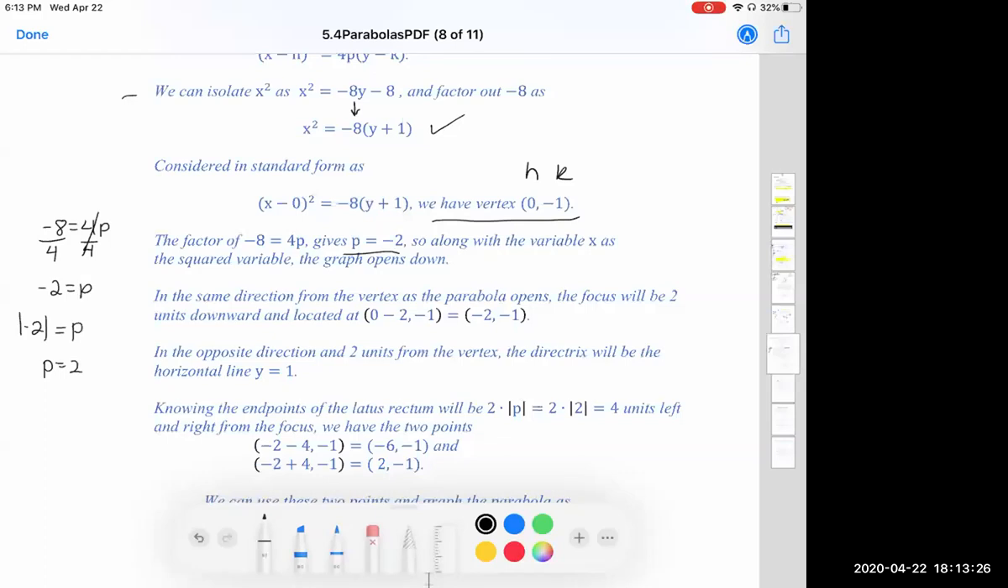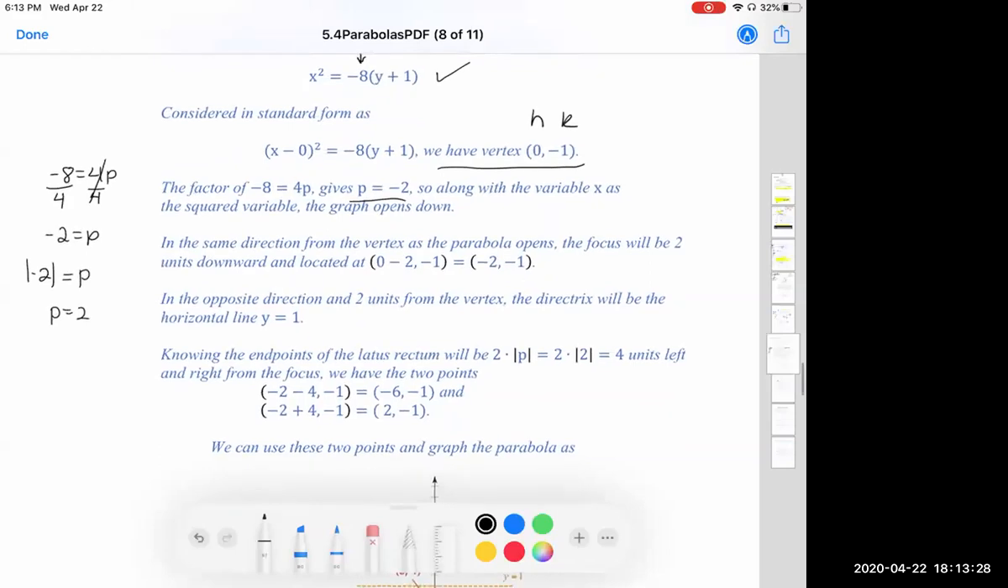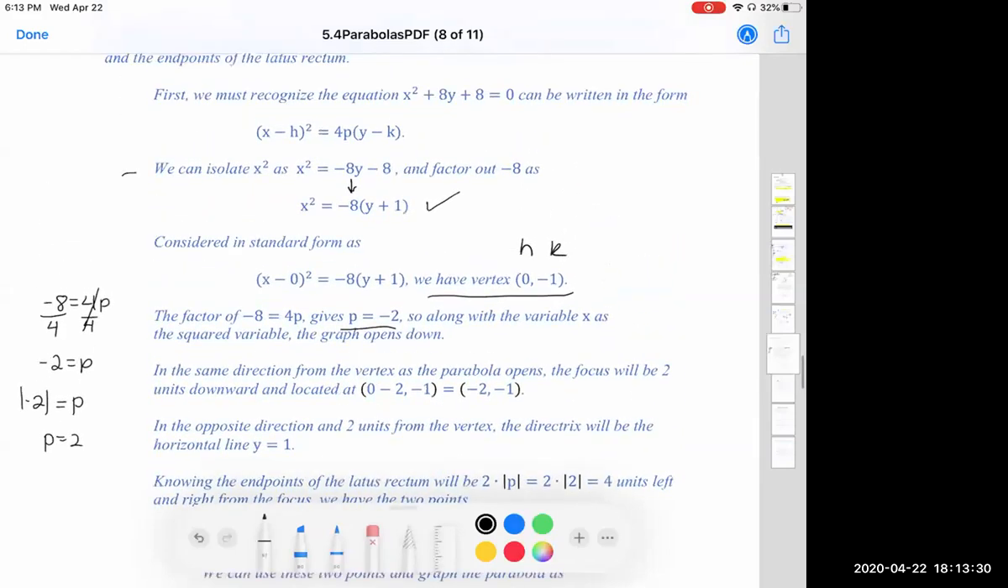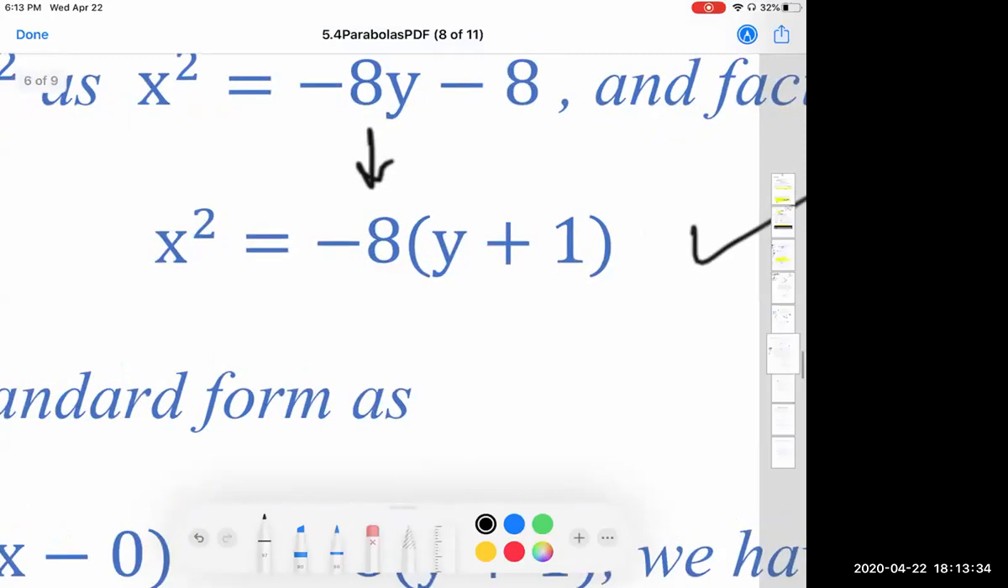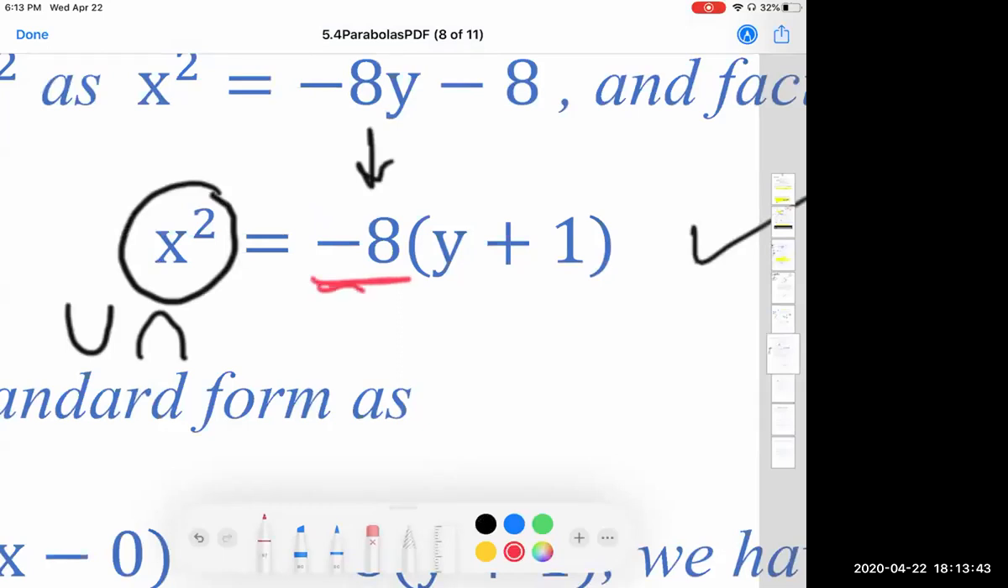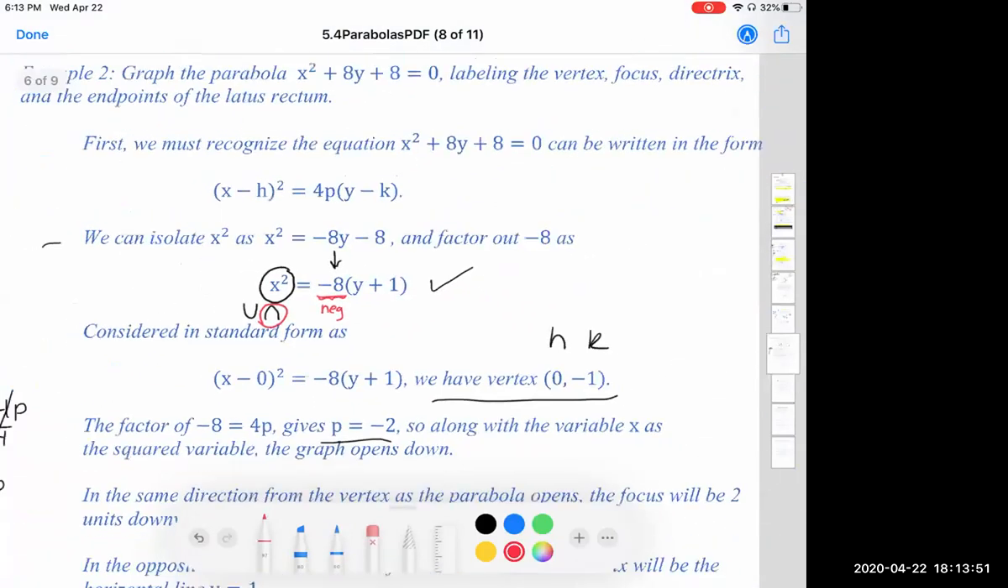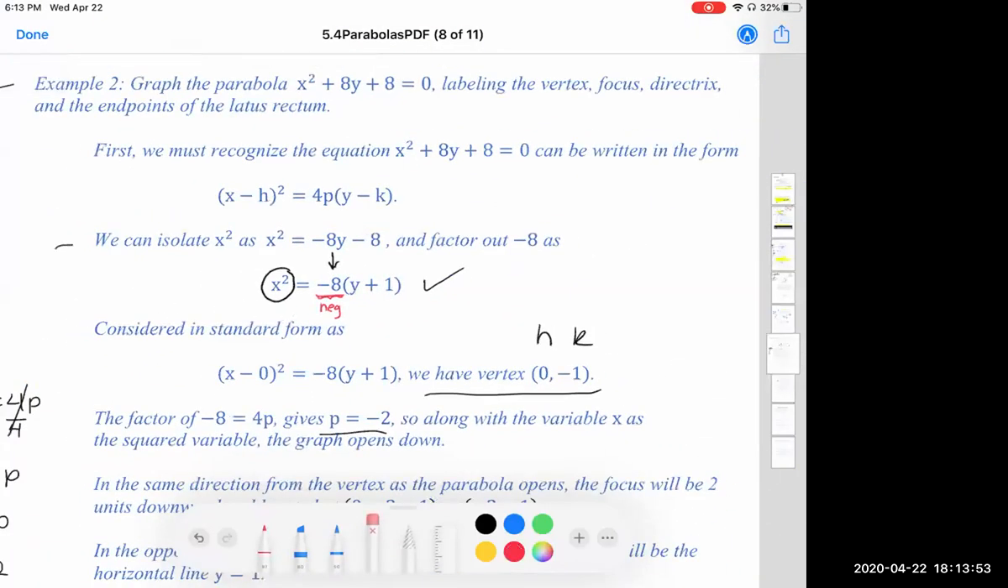So along with the variable x as a squared variable, the graph opens down. So let's take a moment to think, why does it open down again? It opens down because our x is squared, so our options are up and down. Because I have a negative here, that negative makes me choose that it opens down. That's how we come to that conclusion. Let me erase all of that. I know sometimes all my scribbles can be overwhelming.